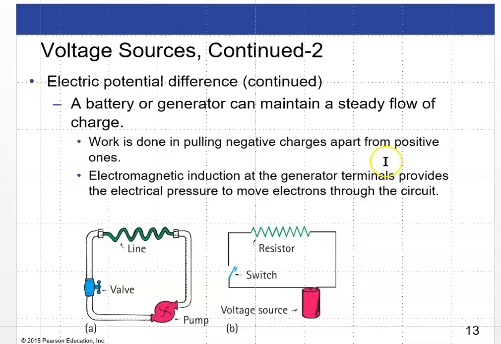And what is going on here is that work is done in pulling negative charges apart from positive ones, and electromagnetic induction at the generator terminals provides the electrical pressure to move the electrons through the circuit. For a battery, it's basically converting chemical energy to electrical energy. That's what batteries do. Generators usually convert mechanical energy to electrical energy.